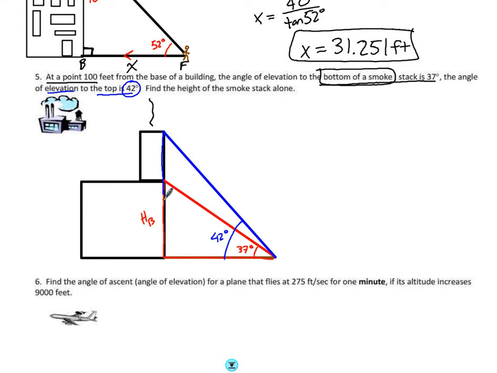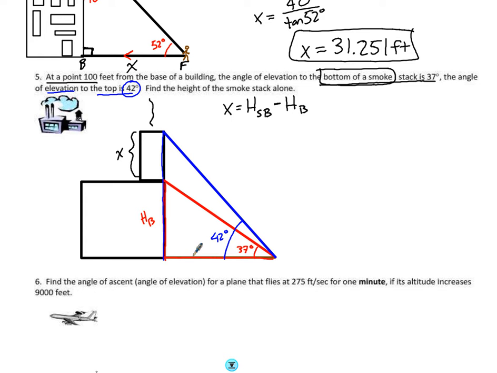So ultimately what I'm trying to find is the height of just the smokestack alone, which really is this height right here. And that height is going to be equal to the height of the entire smokestack and building, minus the height of the building. So if I can find those two opposite sides of those angles, then I can take their difference and find the height of that smokestack. So when I look at the red triangle, we know this distance is 100 feet.